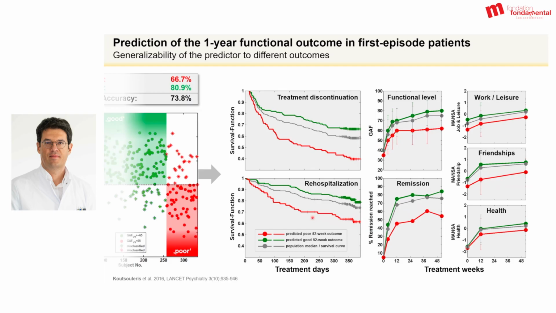They were much less likely to remit from the symptomatology, and they were much more likely to re-hospitalize during this 52-week interval. So the algorithm did not just learn to distinguish between GAF greater or less than 65 points, but it has learned a broader proxy of recovery capacity. This is basically what this analysis showed.